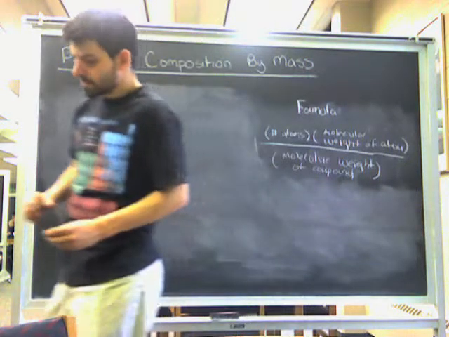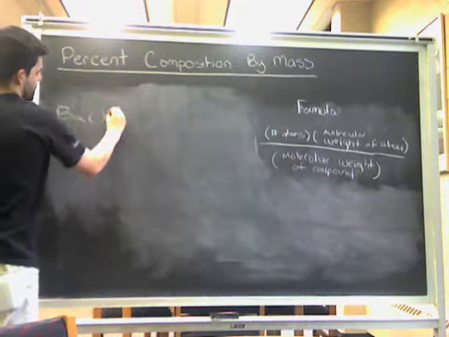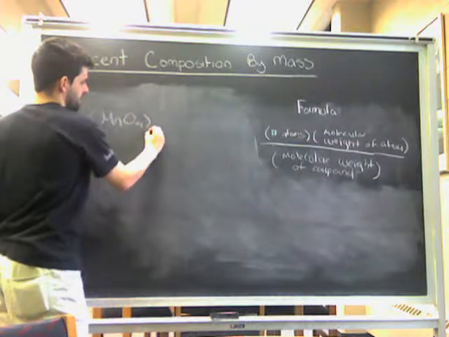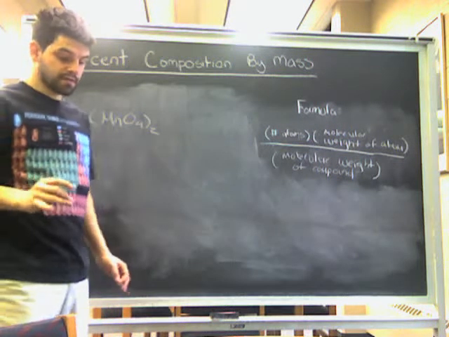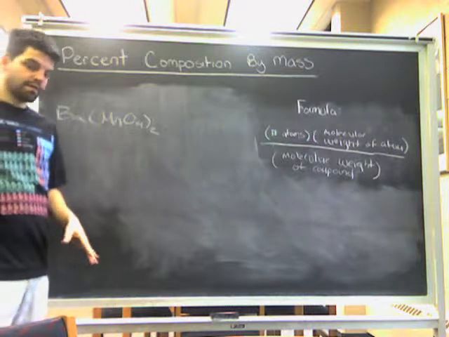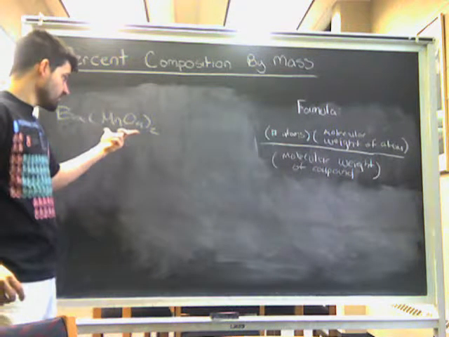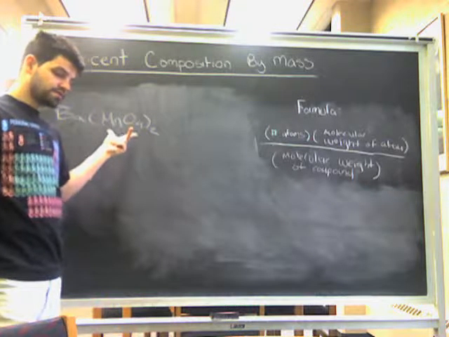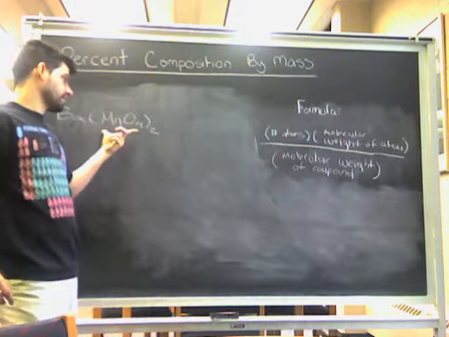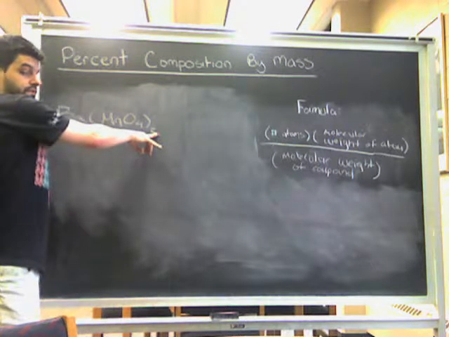Alright, so for this next example, let's look at the compound barium permanganate. Its molecular formula is Ba(MnO4)2. Now, when you first see this, it may seem kind of daunting. What you have to understand is barium has a +2 charge. It's in the group 2A metals. Permanganate is a polyatomic ion with a -1 charge. To neutralize the charge of barium, we have to have 2 permanganate ions. So that's why this 2 is here.